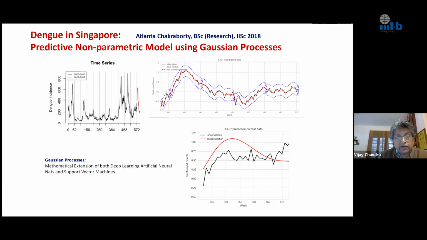There's lots of fun things you can do in studying epidemiology, and this was one of our students at IISc who used a kind of deep learning methodology using Gaussian processes to be able to build predictive models of dengue. She was in the first group of students who took this course that I teach and so on.